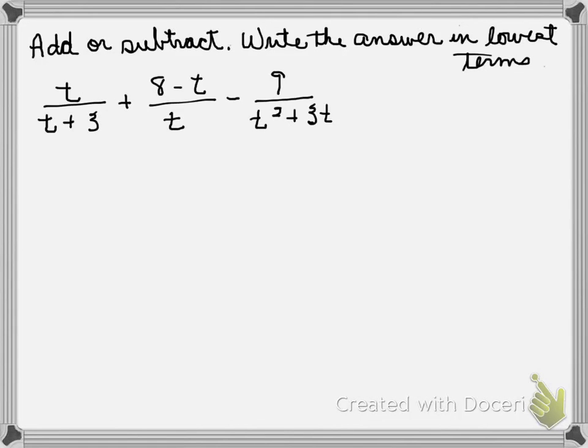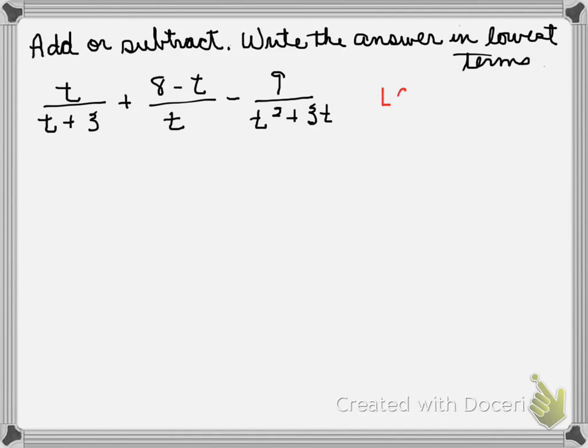Let's add and subtract these rational expressions. The instructions say to add or subtract, write the answer in lowest terms. Now, if you'll go back to how you add and subtract simple fractions, the rules are the same. So we need to find the least common denominator, get a common denominator, and then add or subtract the numerators.